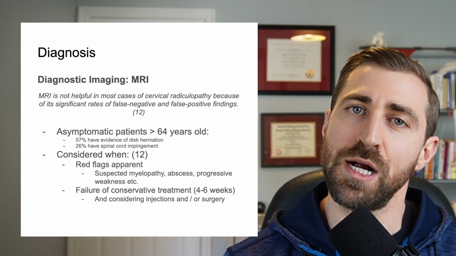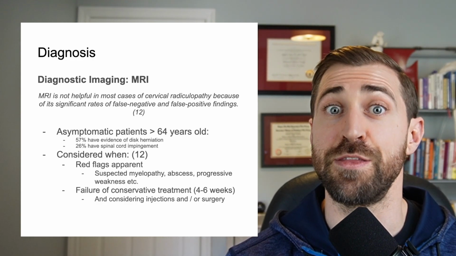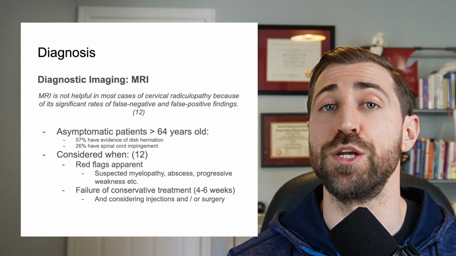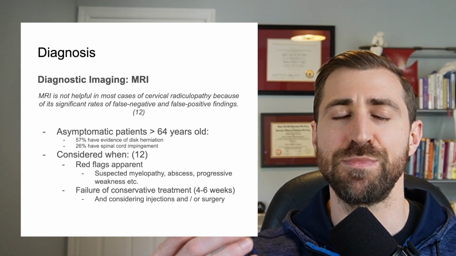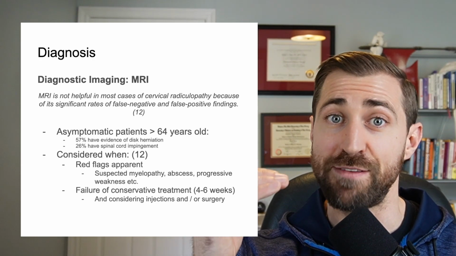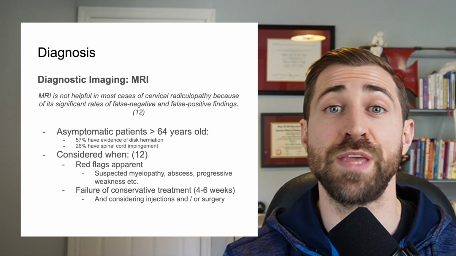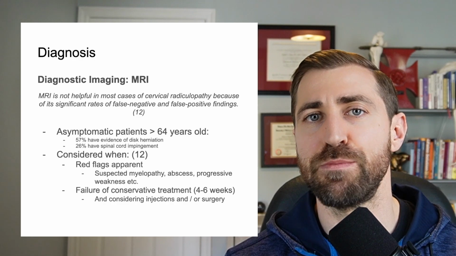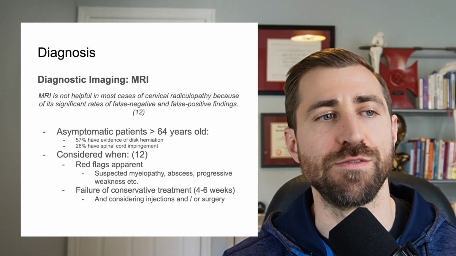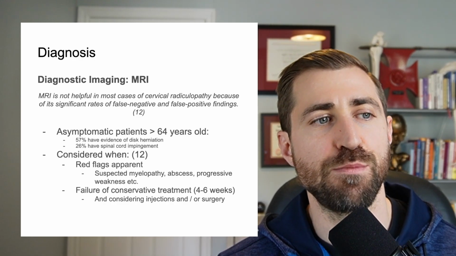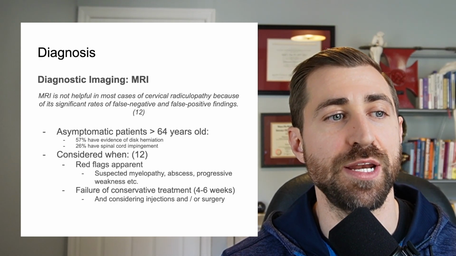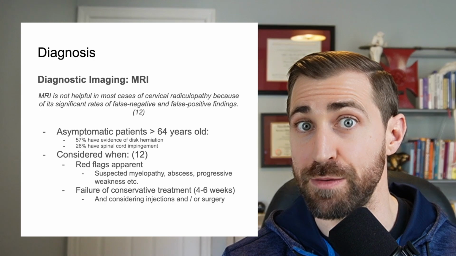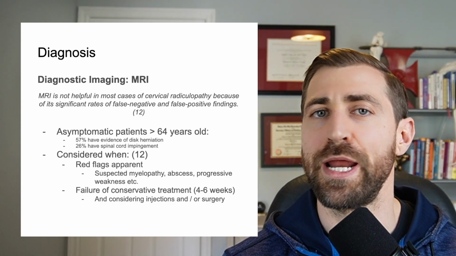So it's a little tough to take the MRI as the gold standard: we know this person has cervical radiculopathy because we see this disc pathology at C5, C6, right? So take that with a grain of salt. In asymptomatic patients over the age of 64, 57% of these folks have evidence of disc herniation and 26% have spinal cord impingement. So, when would you consider ordering an MRI?